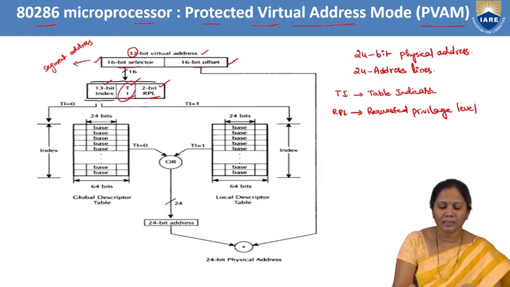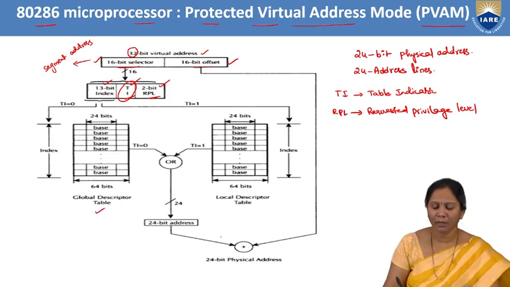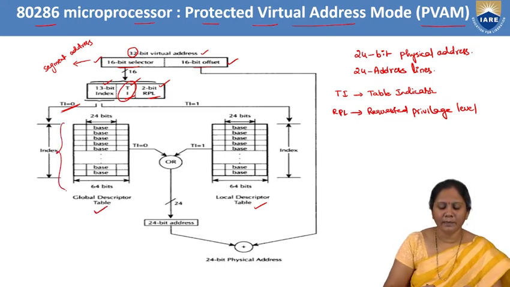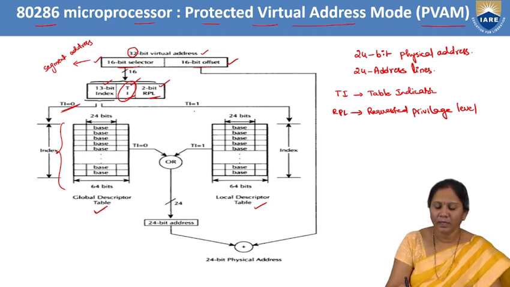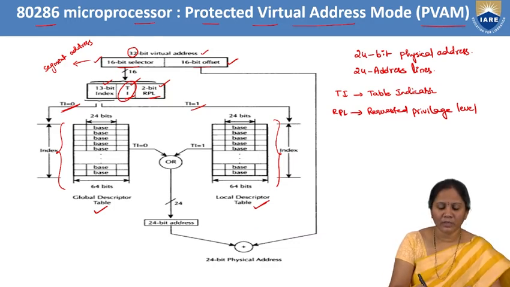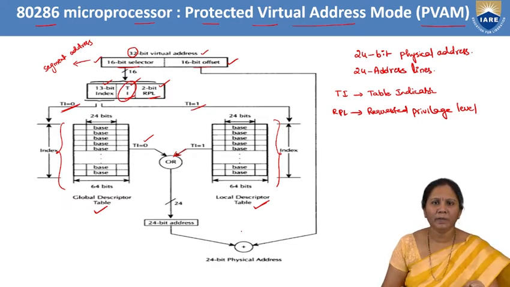Now, this TI is the deciding bit. This bit decides whether to select the global descriptor table or the local descriptor table. If the TI bit is 0, the global descriptor table will be selected in order to generate the segment address. If TI is equal to 1, the local descriptor table will be selected. Only one descriptor table will be activated based on this TI bit, and that table will produce the segment address.